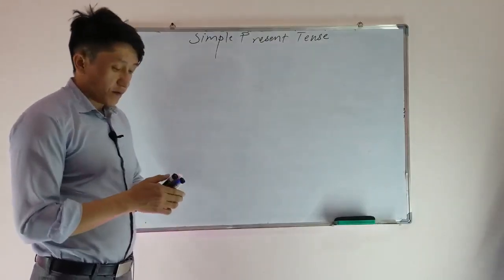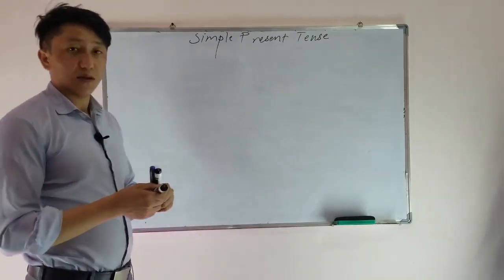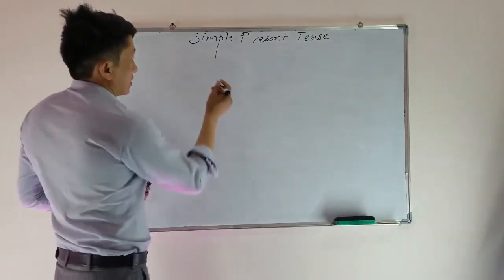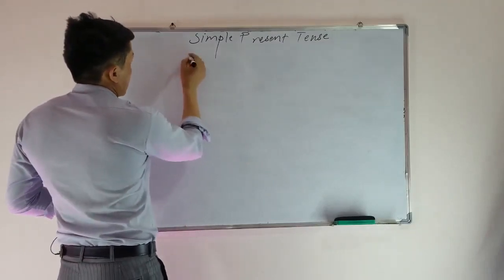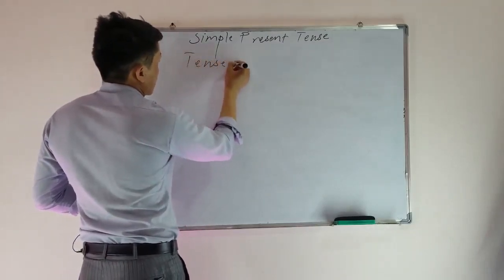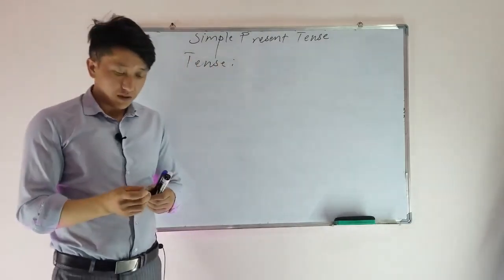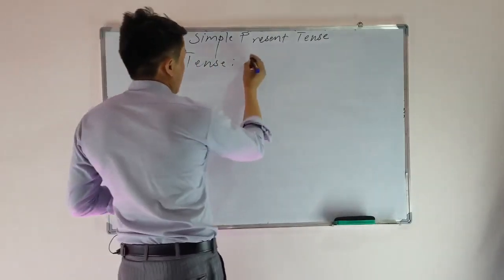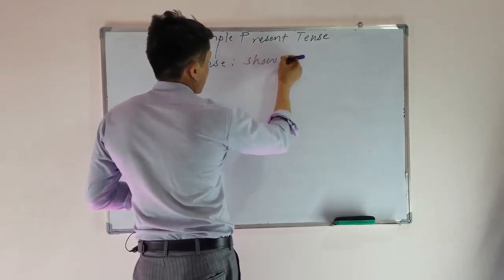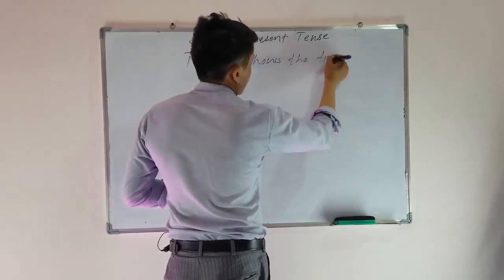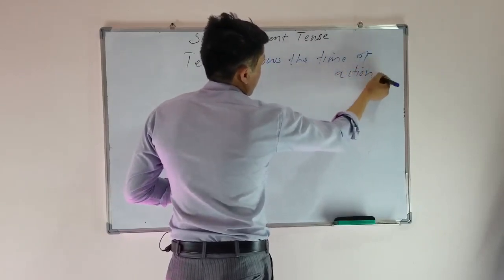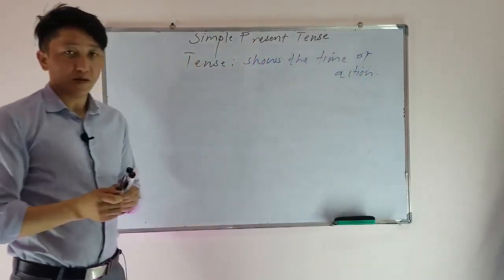First of all, before we discuss simple present tense, let's talk about the tenses and the kinds of tenses. So what is a tense? A tense is a word that is used to show the time of action. Tense shows the time of action.